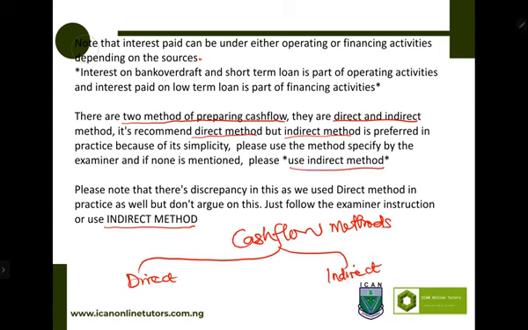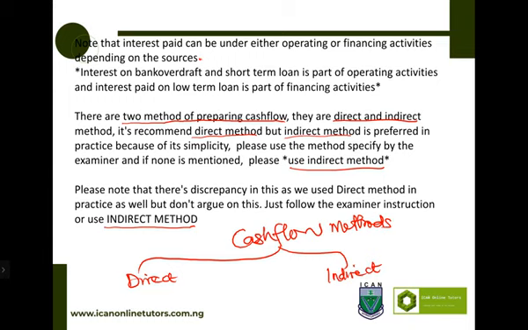You see that I put an asterisk on it. That's where your examiner is silent. What does examiner silent mean? Where nothing is mentioned as the method, use indirect. That will give you more marks, and it's easier. Though the direct method is much easier, there you'll be preparing your ledger accounts. I hope that is clear.